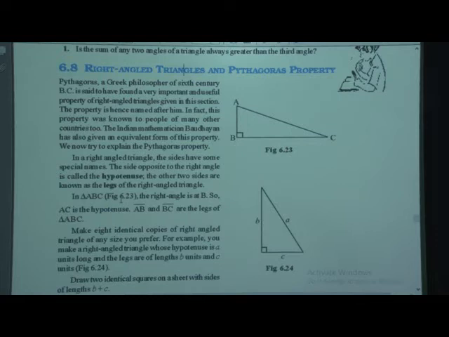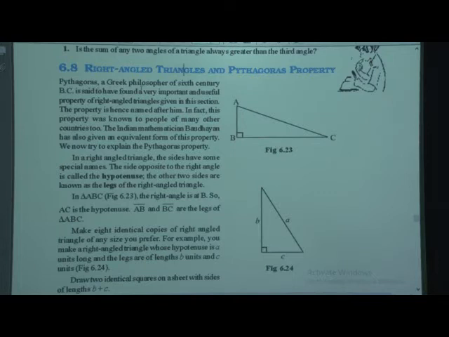Today we will learn some more properties, that is nothing but the Pythagoras property, or we can say the Pythagoras theorem. It is very important, so you have to understand it first and you have to remember this, because it will continue in the next class also. So right angle triangles and the Pythagoras property.